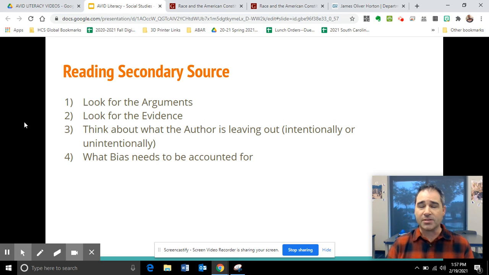We want to look for the evidence. What sources are they using? What is the primary sources? What are the other historical arguments that they're using to build their argument? One thing that often is overlooked is what are the authors leaving out? What is some of the evidence that maybe you know of or you've seen in other articles or you've learned about elsewhere? What is it that's being left out? Why is it being left out? Is it left out because there's not really a lot of great evidence for it?